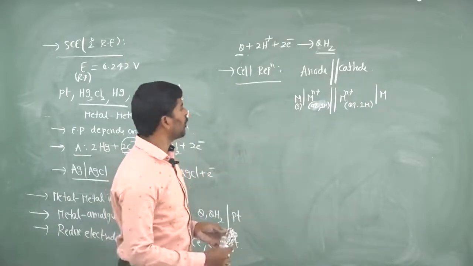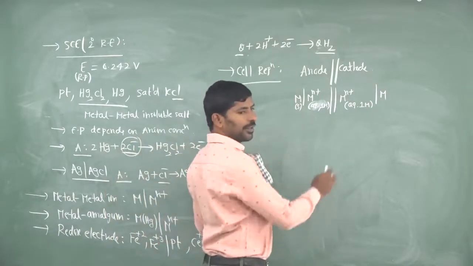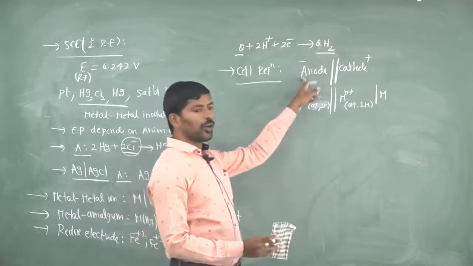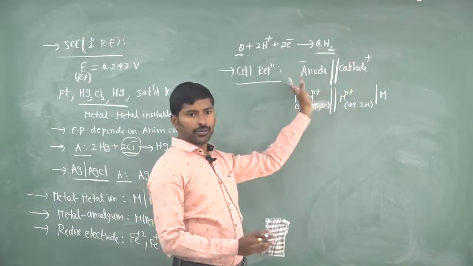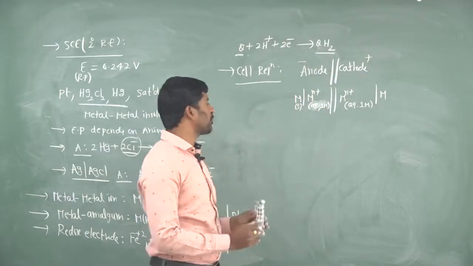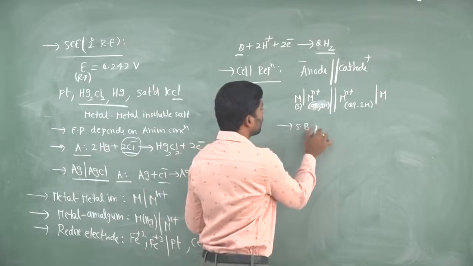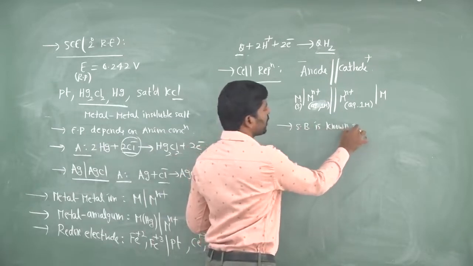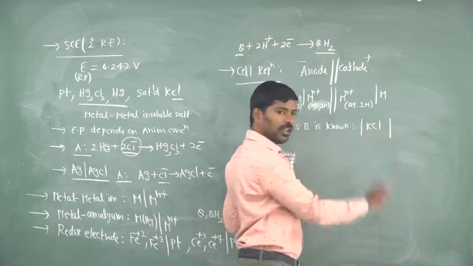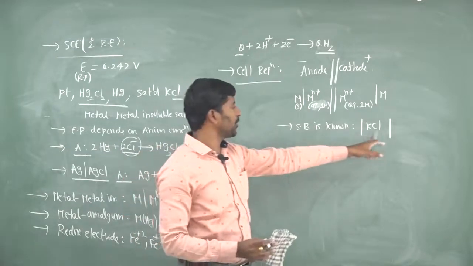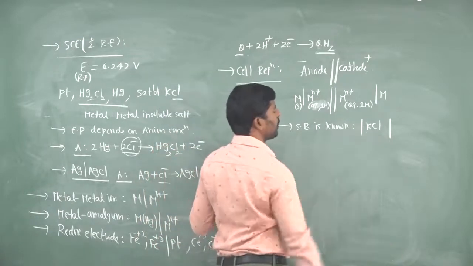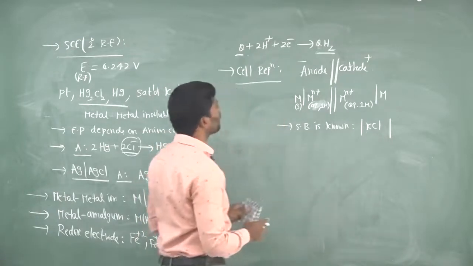Anode is represented with a negative sign, and cathode with a positive sign. The flow of electrons is observed from anode to cathode. So the anode repels electrons, so it is indicated with a negative sign. The cathode attracts electrons, so it is indicated with a positive sign. If the salt bridge is known, we represent it between two vertical lines. For example, if we are using a KCl salt bridge, we represent it between two vertical lines. So this is the general representation of a cell.